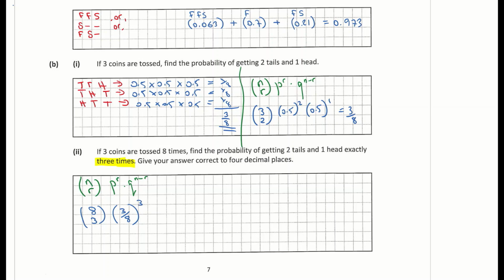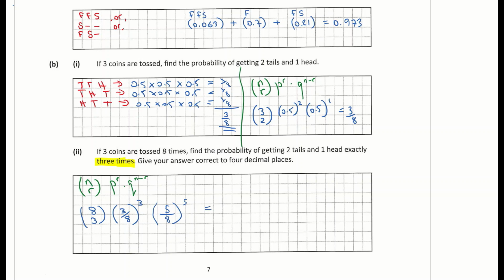I want it to happen 3 times. My Q then is the probability of failure, not getting 2 tails and 1 head. So that's going to be the opposite of 3 over 8. So 1 take away 3 over 8 is 5/8. And I'm putting that to the power of 5 because I'm carrying out this experiment 8 times, and 3 of them I need to succeed and 5 of them I need to fail.